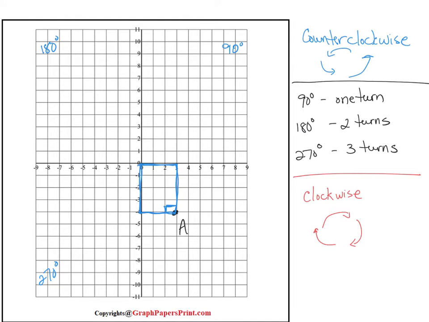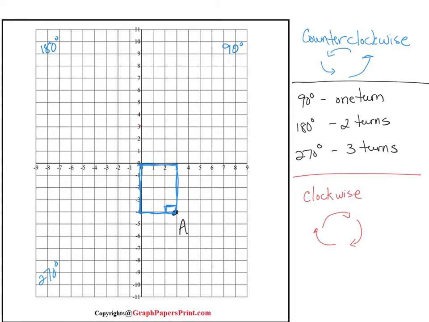So we've discussed so far rotations that are counterclockwise or backwards, so to speak. And there's only 3 we need to worry about: 90 degrees, 180 degrees, and 270 degrees. And each is a multiple of 90. So to do a 90-degree rotation of point A, I'm going to turn my rectangle 1 turn around the origin.